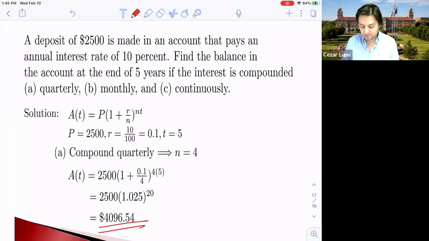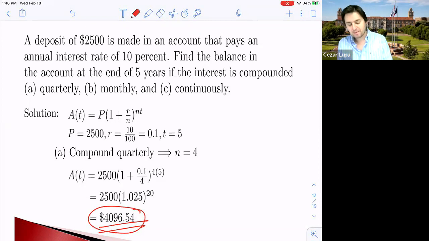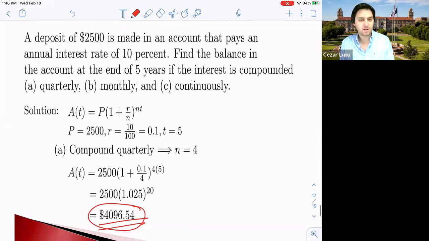And let's see which one is the most beneficial for us. So if the interest rate is computed quarterly, we'll have $4,096.54 in our bank account, which is not bad. But no bank gives you an interest rate of 10%. They're not crazy. They give you at most like, well, how much do they give you? Like 1%, maybe a little bit more than that. But anyway, at 10%, this is how much money you're going to get.